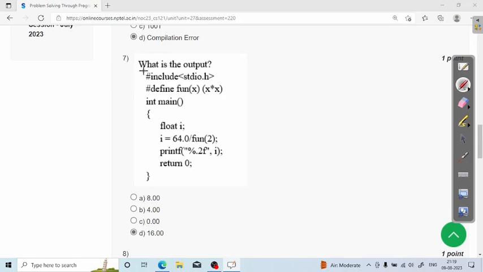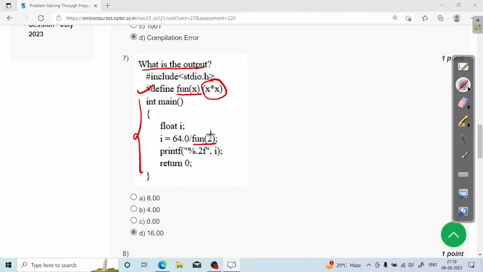Now in question number 7 it is asking what is the output. So let's see. In this we have a special line, that is a preprocessor directive here. So we all know that preprocessor directives are executed before the main function. Okay, so we'll see in the main function where we have this fun of x. So we can see it's here.